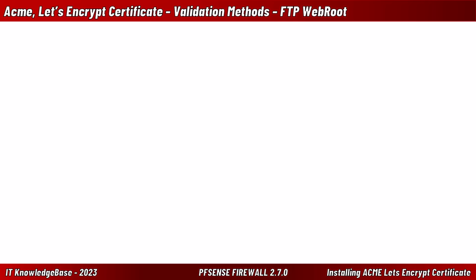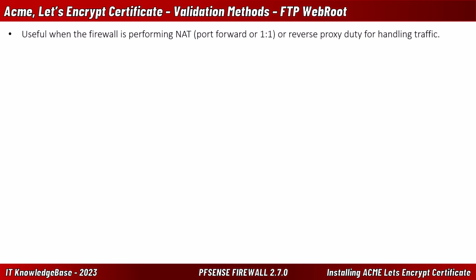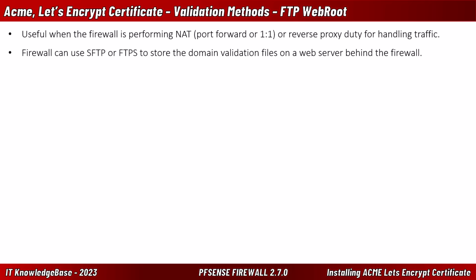Validation method, SFTP webroot. The FTP webroot method is useful when the firewall is performing network address translation, port forward or one-to-one, or reverse proxy duty for handling traffic for the domain. The firewall can use SFTP or FTPS to store the domain validation files on a web server behind the firewall so it does not have to host the files themselves.